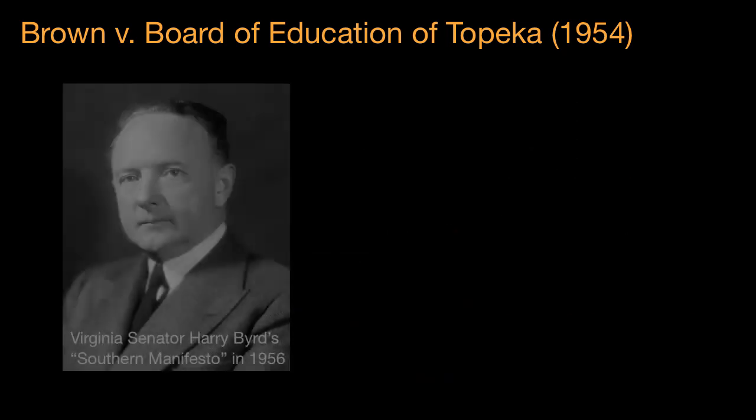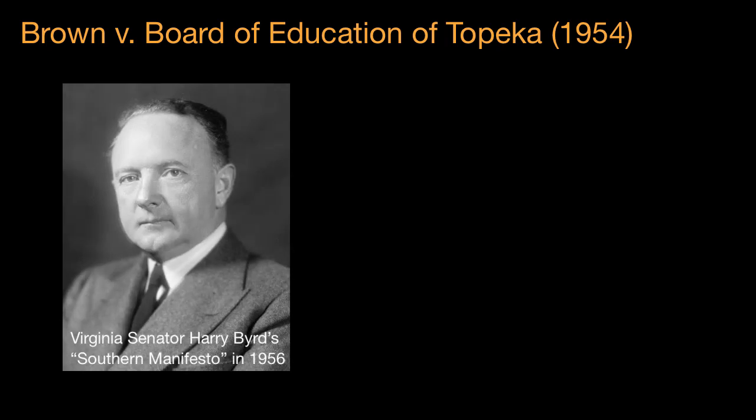A good example of this was Virginia Senator Harry Byrd. In 1956, shortly after the Brown versus Board of Education decision, he issues this Southern Manifesto where he gets 100 politicians in the South to essentially sign on saying, hey, we are going to do what we can legislatively to try to get around the Brown versus Board of Education decision. We are going to try to ensure that that does not go into effect in segregated states like Virginia.